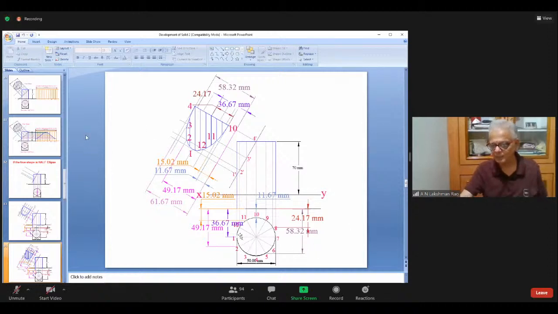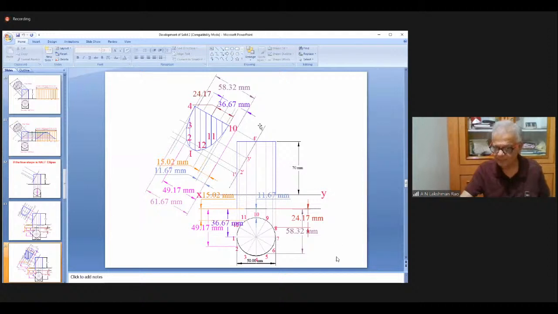Now it is only the top view, please. This is the top view. This is the front view, sectioned. Sectioned front view. True shape. This is only the top view. I should draw a line and hatch it. Then it becomes the sectional top view.